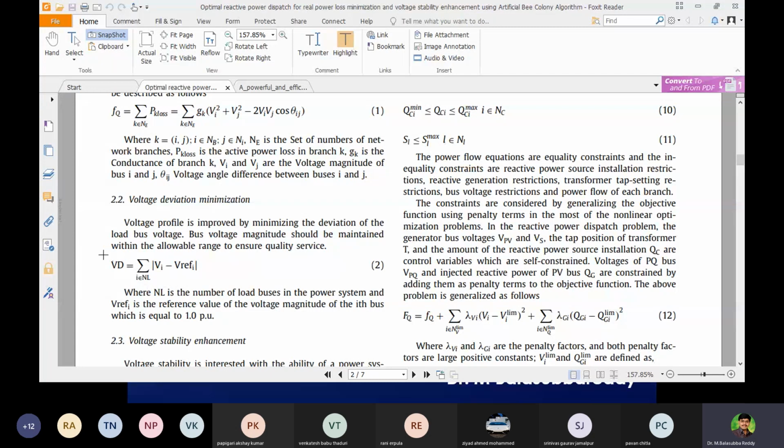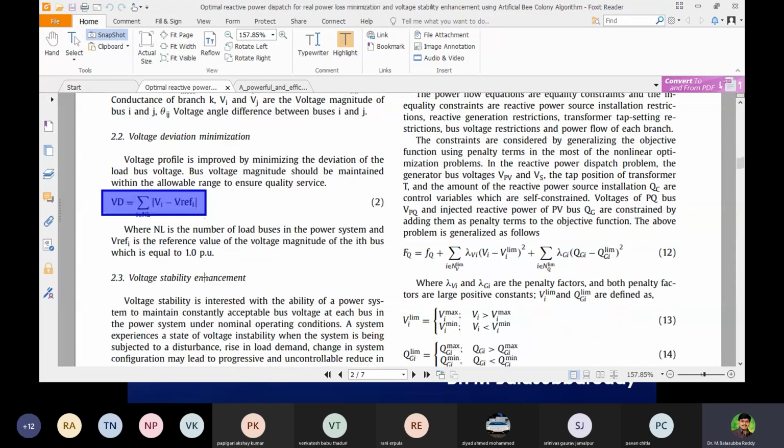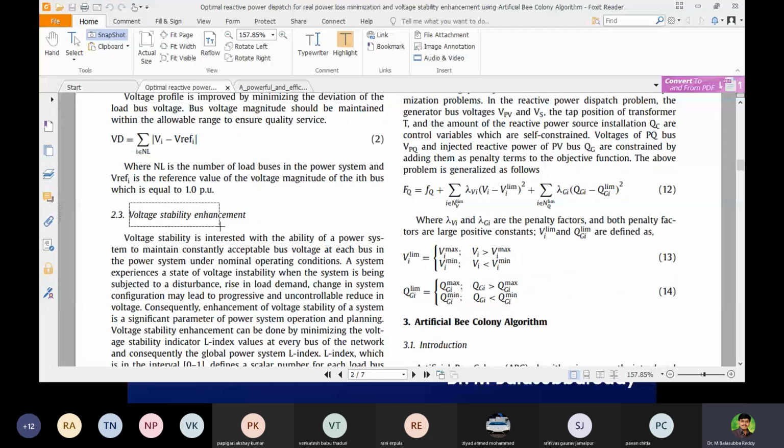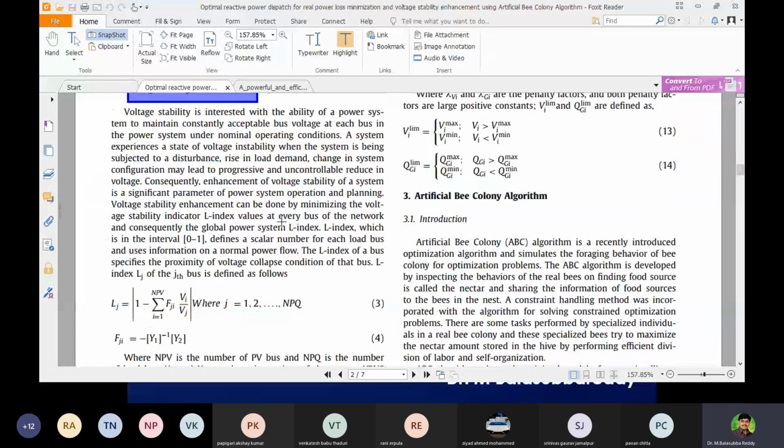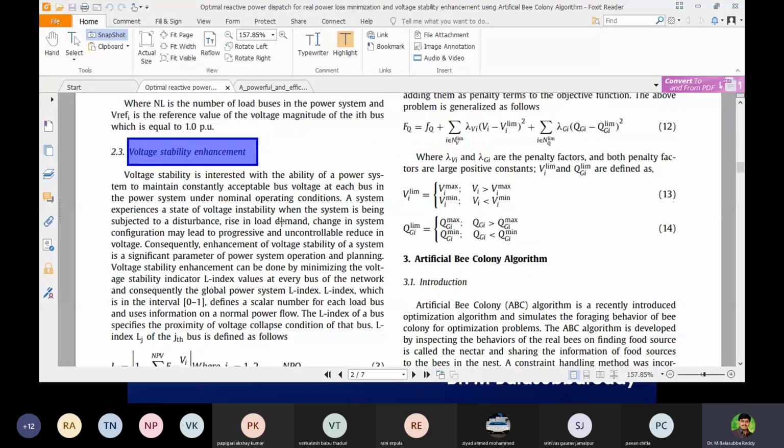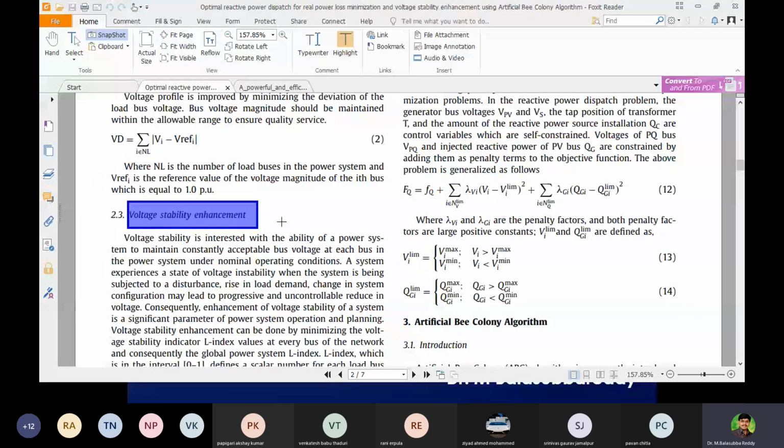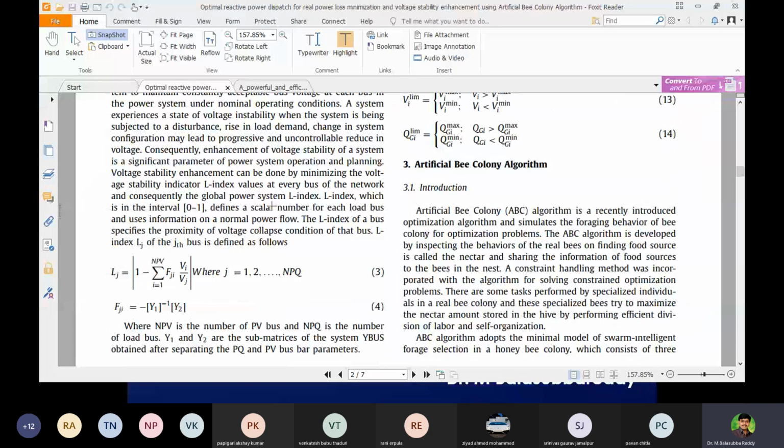So we can see that this is our next objective function: voltage stability enhancement. For that it is also called the L index. I think all these things may be there in the power system course also. You can define the L index with this formula. There is a derivation also for how to get this formula. At the moment it is not required; the only thing is to use this formula to solve your problem using artificial bee colony. That is our only objective.